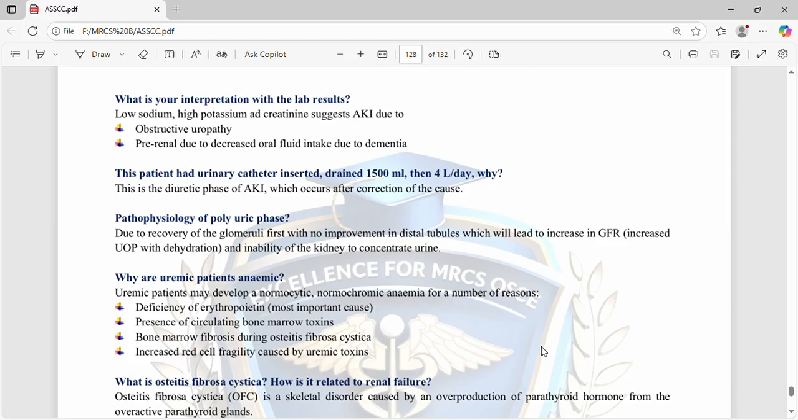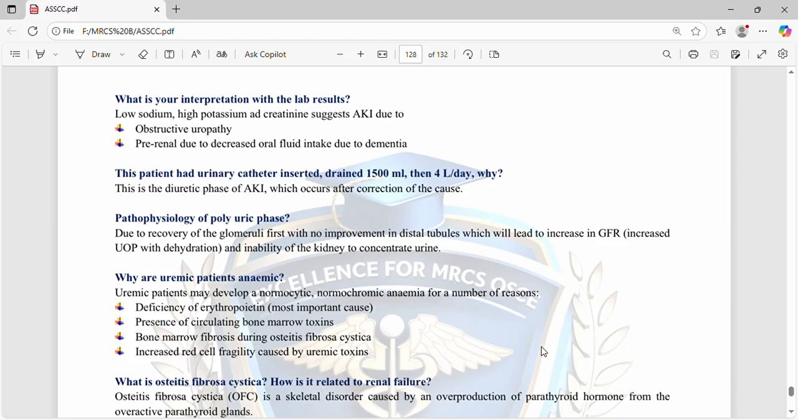Okay, so the pathophysiology of the polyuric phase: due to recovery of the glomeruli first with no improvement in the distal tubules, which will lead to increase in GFR, increased urine output with dehydration and inability of the kidney to concentrate urine.